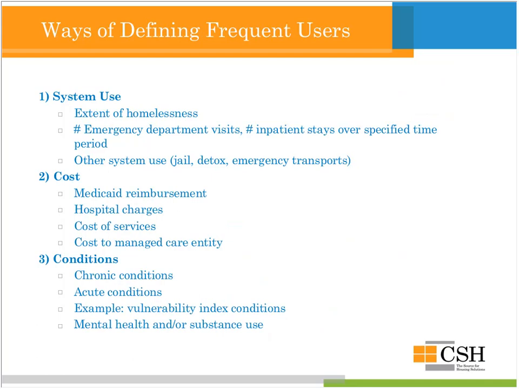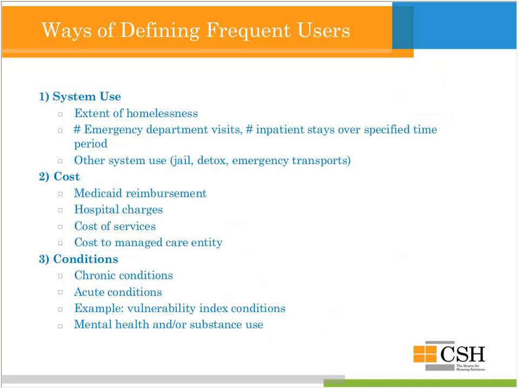Defining frequent users can be very dependent on your community's definition of the problem and who's around the proverbial table when figuring out how to target folks. Some initiatives focus on conditions, while others focus on system use, and still others focus on high cost or some combination of two of these or all three. All three are critical measures in refining definitions to help understand a target population.